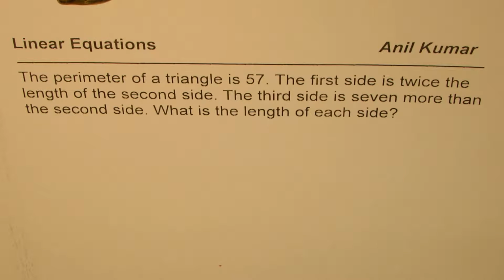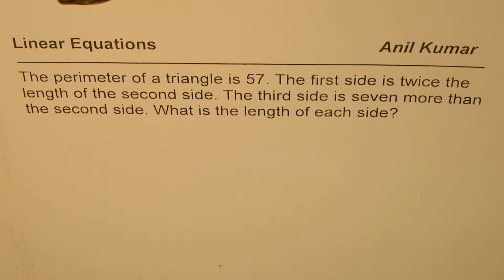The question here is, the perimeter of a triangle is 57. The first side is twice the length of the second. The third side is 7 more than the second side. What is the length of each side?